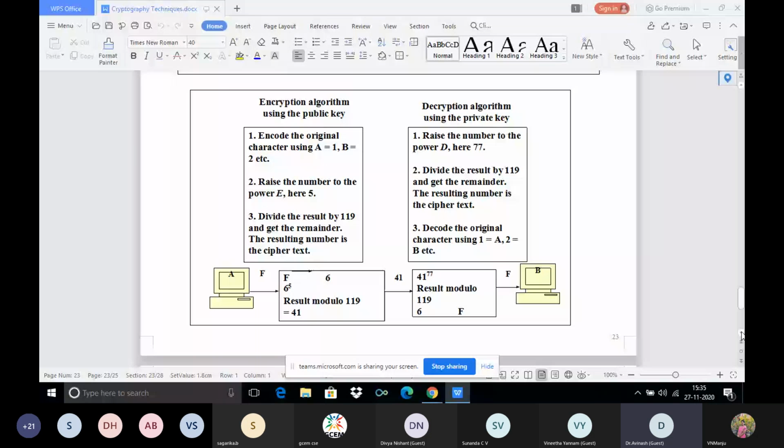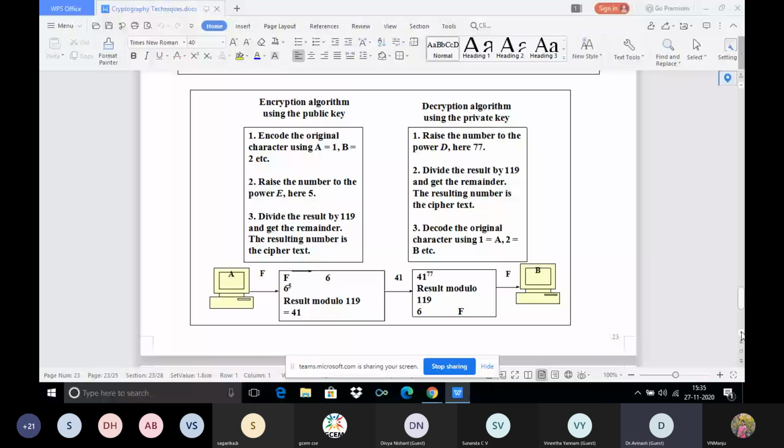It is based on the algorithm and the formula which I have explained at the earlier slide, and the decryption algorithm using the private key, where we raise the number to the power d, and the number here is 77. So when we divide the result by 119 and we get the remainder, the resulting number is the ciphertext. So again, we say that we can decode the original character using 1. That is, we obtained the value 1 and we obtained the value 2. That is the result of the modulo 119.